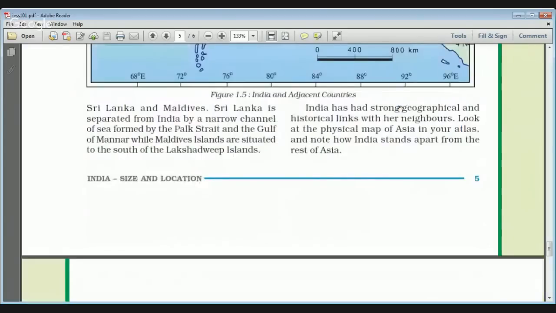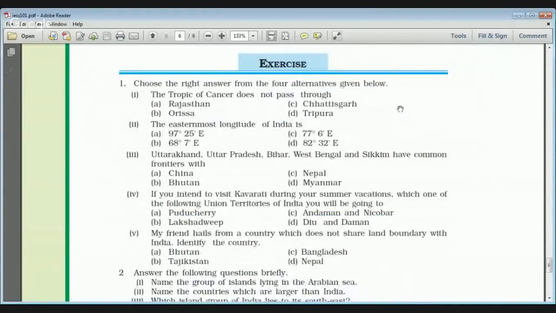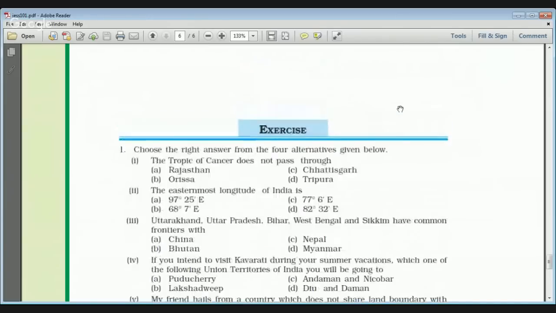So this is the completion of this chapter. Now we can also solve the exercises. The first question is that the Tropic of Cancer does not pass through Odisha. See, all three states, that is Rajasthan, Chhattisgarh, and Tripura, the Tropic of Cancer passes through.